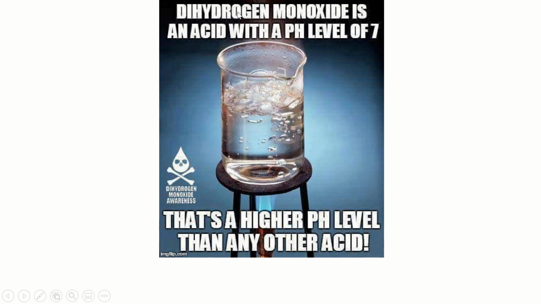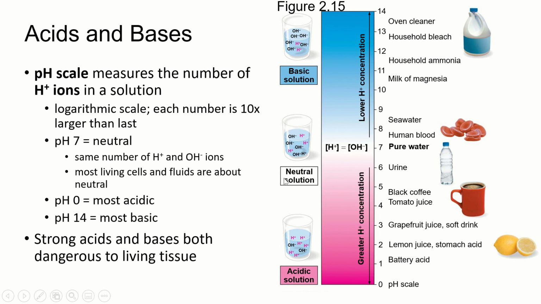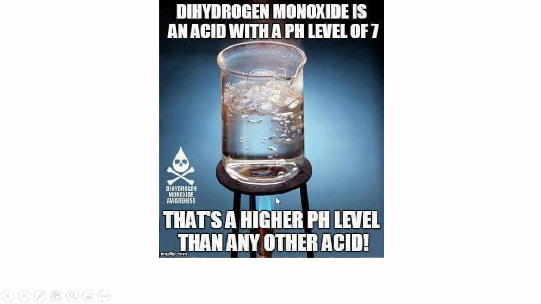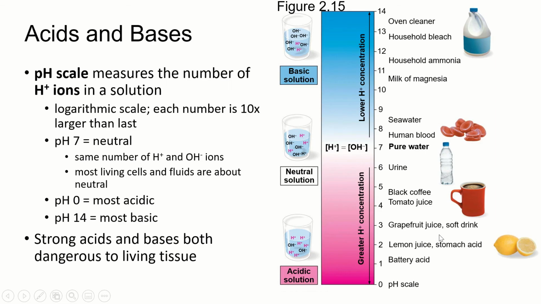So first of all, dihydrogen monoxide. Di means 2, hydrogen, 2 hydrogens, mono means 1, monoxide, 1 oxygen. Dihydrogen monoxide is water. It's an acid with a pH level of 7. That's actually not correct. A pH of 7 is neutral. It's neither an acid nor a base. Dihydrogen monoxide is neutral. But that it's a higher pH than any other acid is true. But the lower pH is a stronger acid.